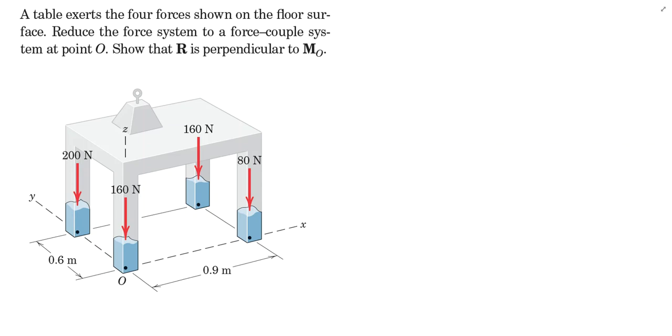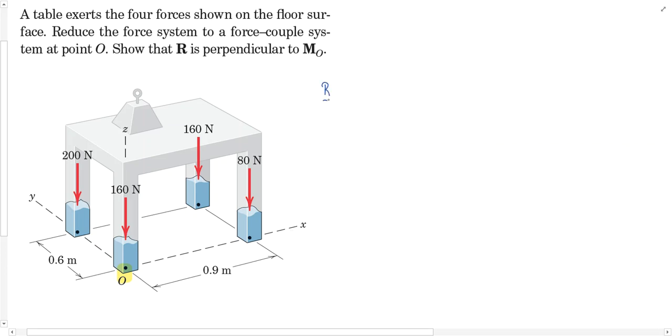Okay, for this problem, we're told that a table exerts the four forces shown on the floor, and we want to reduce the force system to a force couple system over here at point O, and then show that R is perpendicular to MO. And then I'm going to answer another question that is typical of a problem like this, and while it doesn't ask it explicitly, it'll be useful.